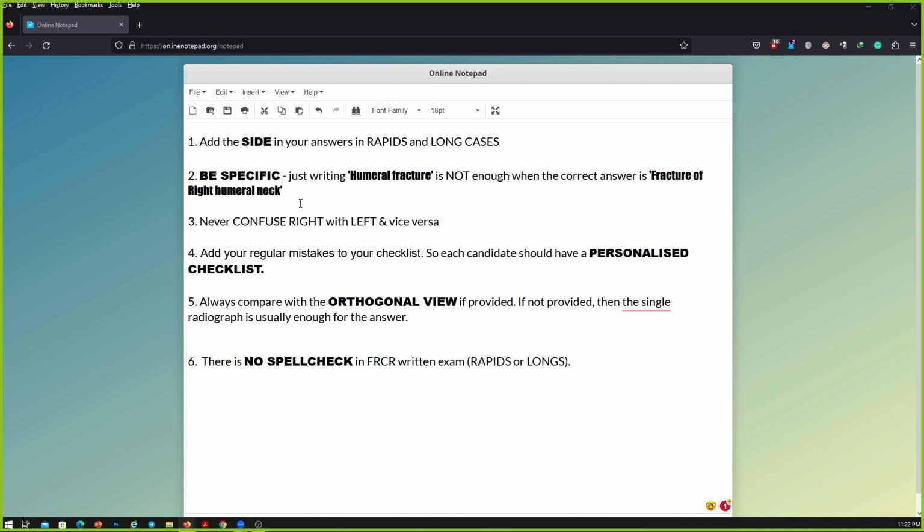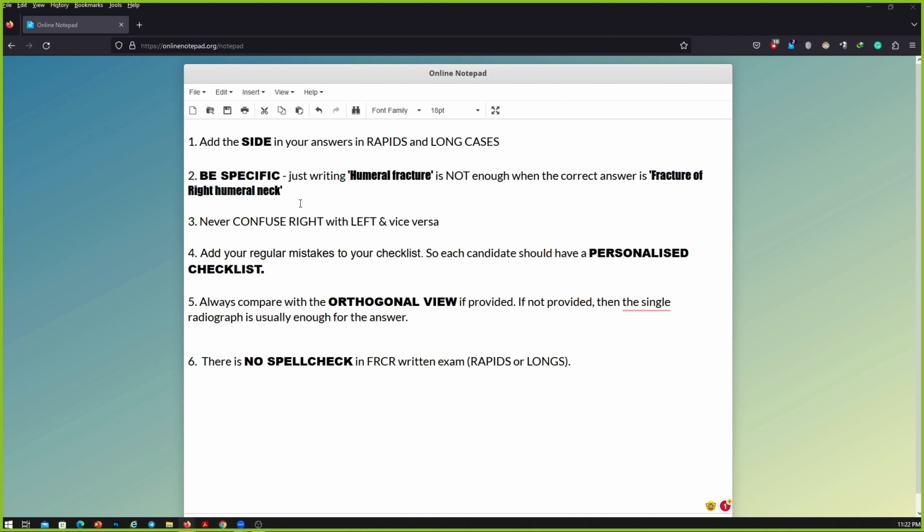Point number 3 is never confuse right with left and vice versa. One of the candidates wrote right-sided fracture when they were shown a left-sided one in this session by Dr. Mitesh today itself. So do not do that. Most of us sometimes make this mistake in daily reporting, and sometimes these things come back to haunt us. Start a habit: make sure you see the radiograph, the particular image, and the side. Sometimes in the Viva, you'll be shown a case of dextrocardia with the radiograph flipped. If you don't have a habit of seeing the side marker, you land yourself in trouble.